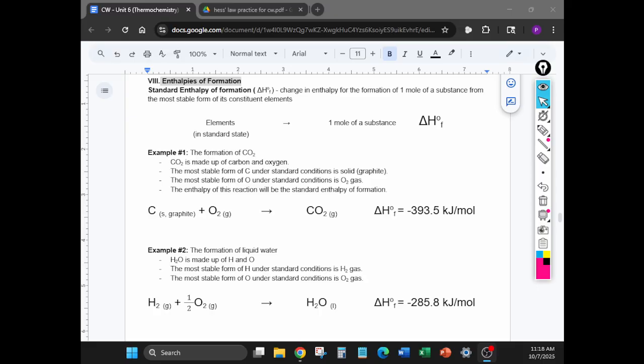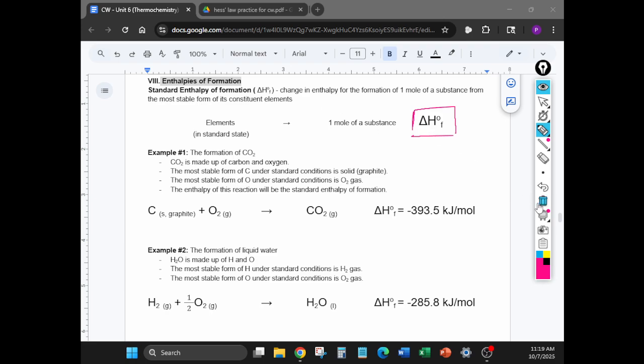All right, so enthalpies of formation is a little bit different than what we've been talking about. We've been talking about regular enthalpy. All right, so let's talk about enthalpies of formation. So enthalpy of formation is a little bit different than regular enthalpy. So first, you'll notice the symbol looks a little bit different. So delta H, degrees, and then lowercase f. Okay, so enthalpy of formation.